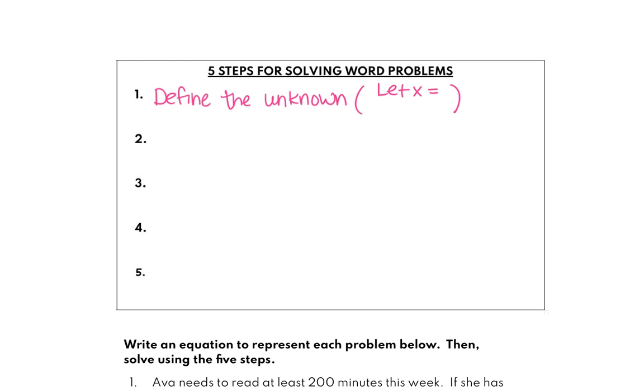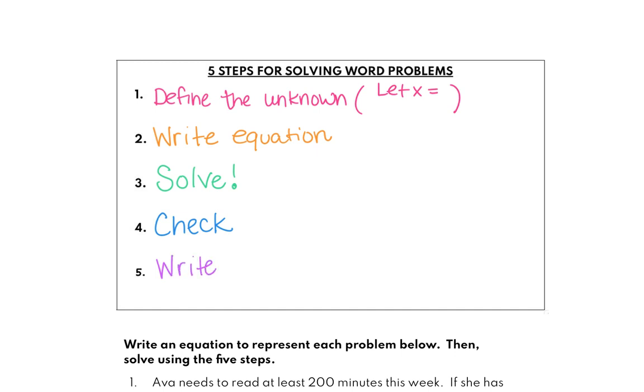Step number 2, we are going to write the equation. We're going to use the relationship described in the word problem to create an equation. After we write the equation, step number 3 is going to be to solve. After we solve, we're going to check to make sure that our answer makes sense. And then the very last thing that we're going to do is we're going to write a sentence as our answer.